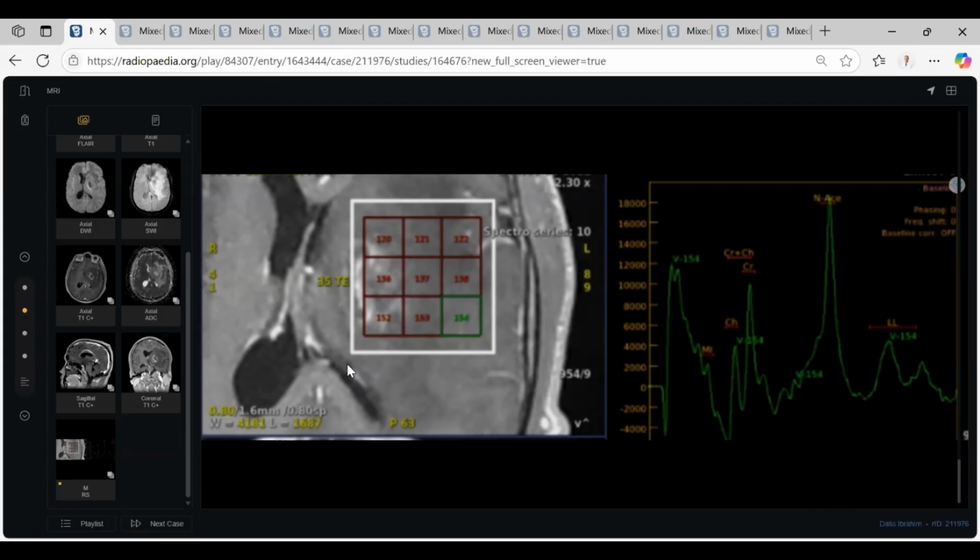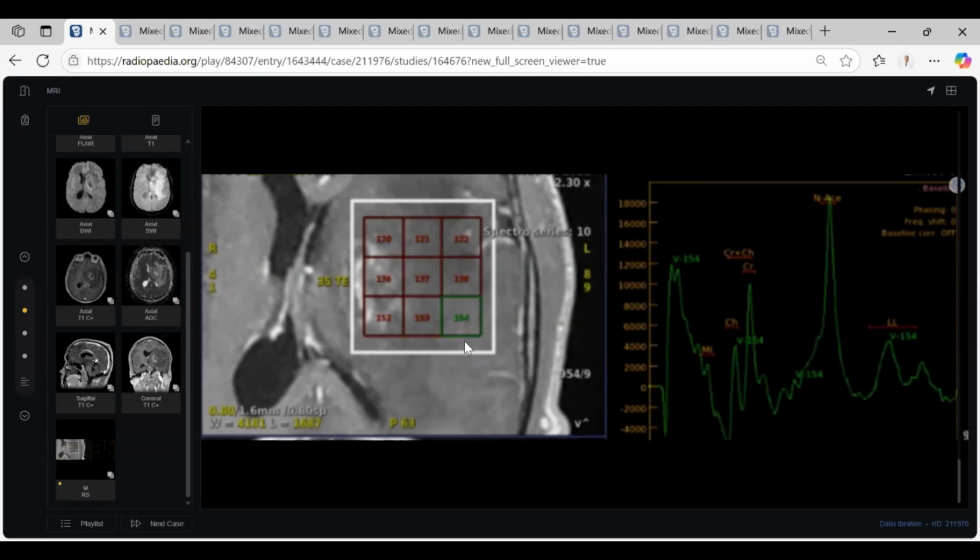Give me your final diagnosis, please. There is increased N-acetyl, but the creatine choline ratio slightly decreases, so it's not a tumor. It's an infection, toxoplasmosis. This is toxoplasmosis. Thank you, doctor, so much.